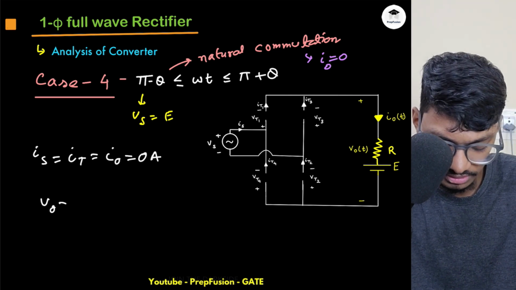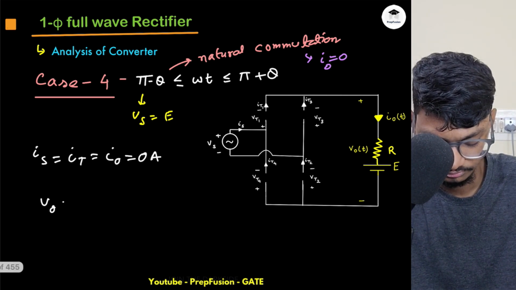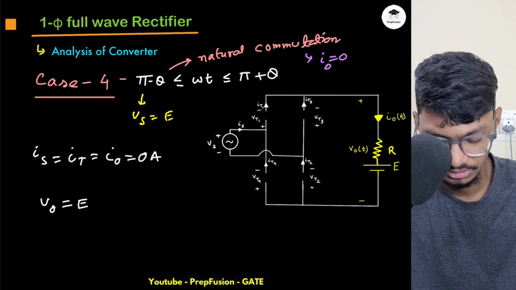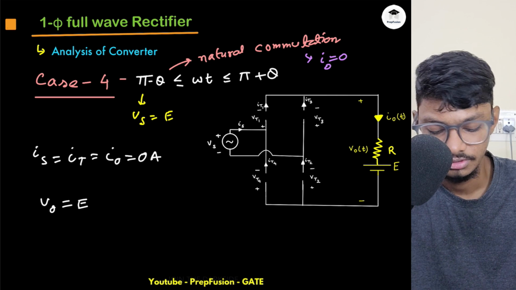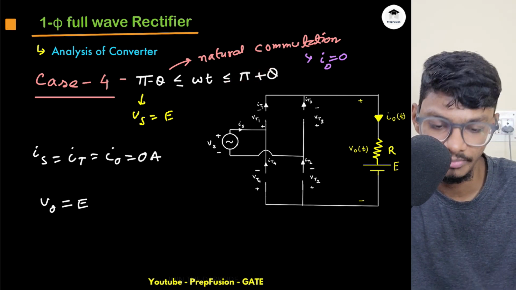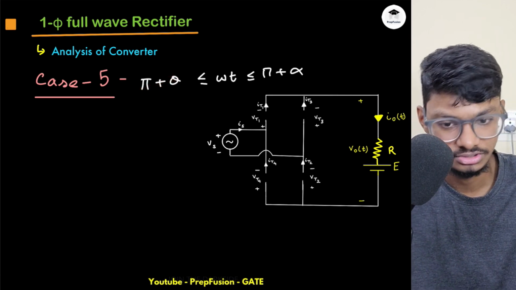What about VO? Whenever the current is 0, VO becomes E. Okay, IO I have already proven, and at this value they turn off. So that is basically what is happening until pi plus theta. Then after pi plus theta, what will happen? Again they will move to forward blocking mode.